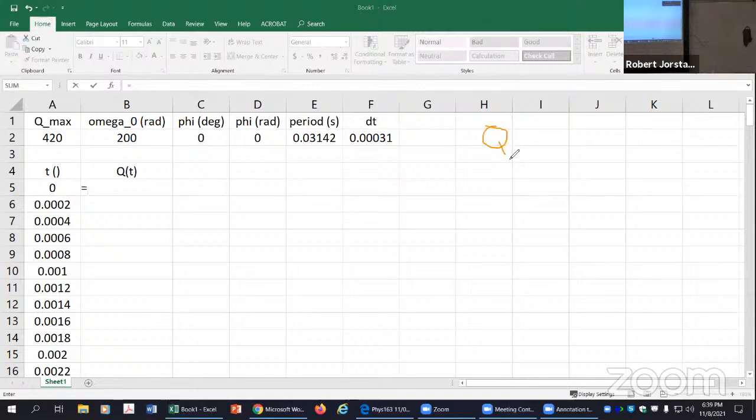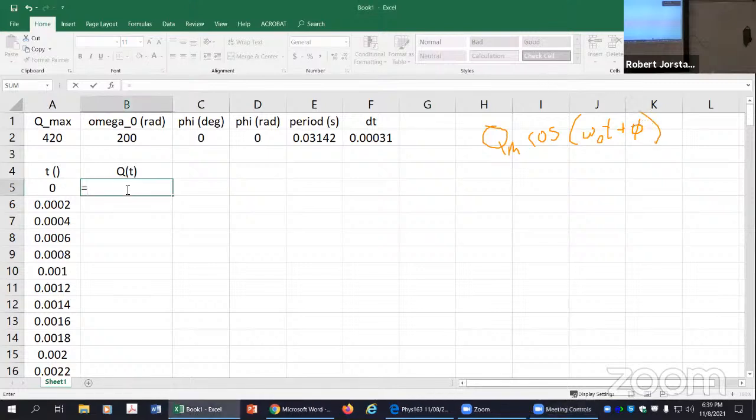It was Q max cos of phase angle, right? So I like to have that equation sitting there. So in this case, it's going to be equal to this. I hit F4 times cosine of omega naught times this. Do I need to make that a constant or not? Yes. No. Because omega naught, there's only one resonance frequency. The time is changing.